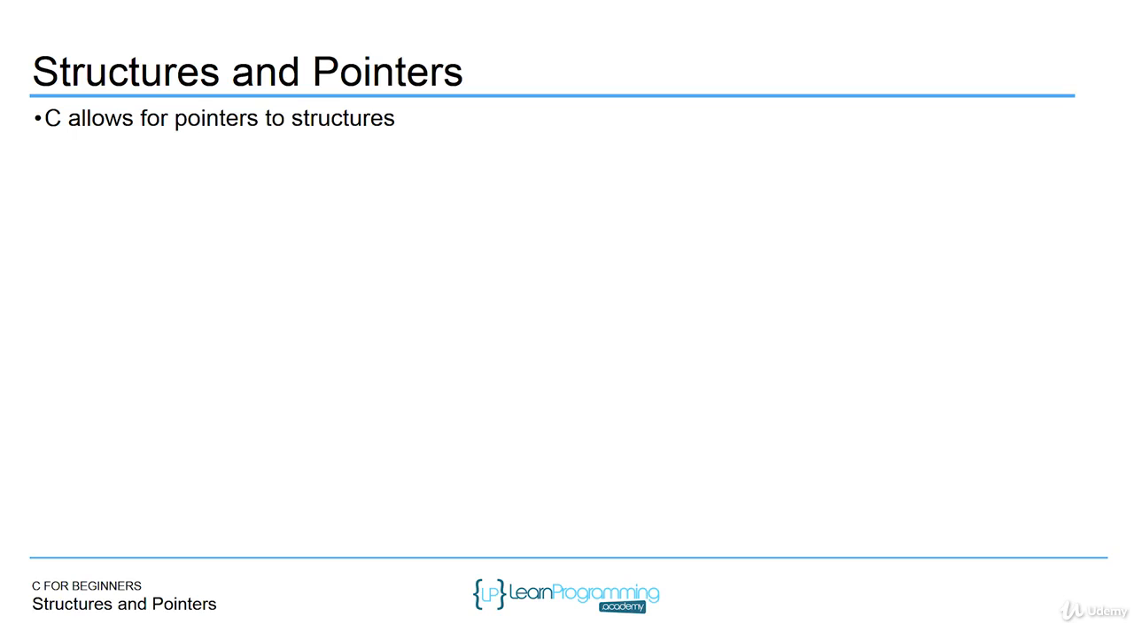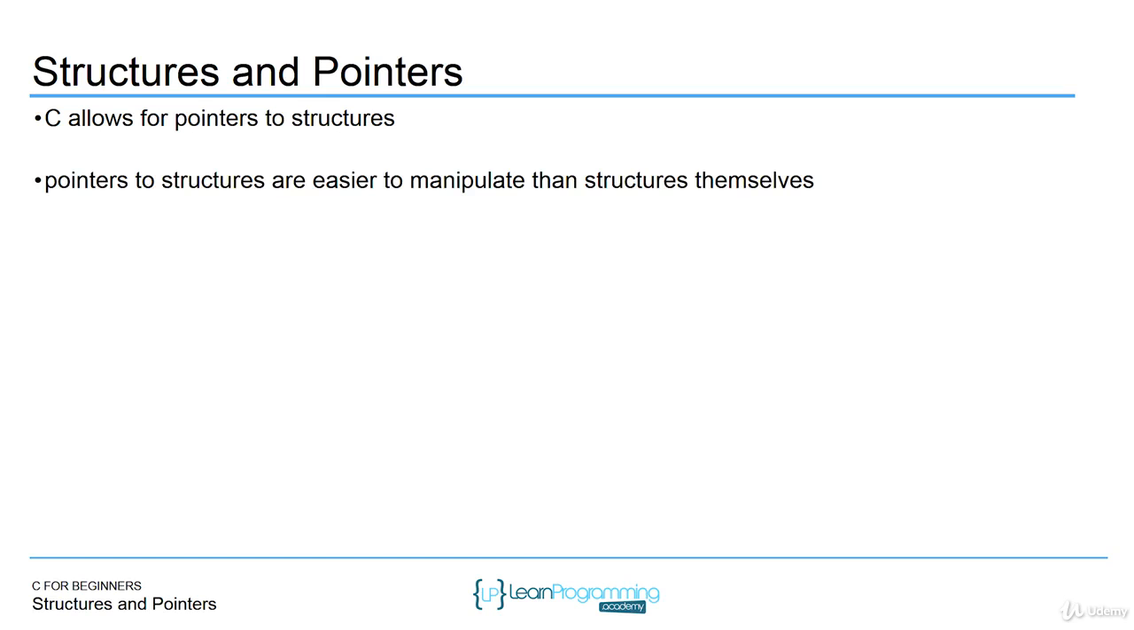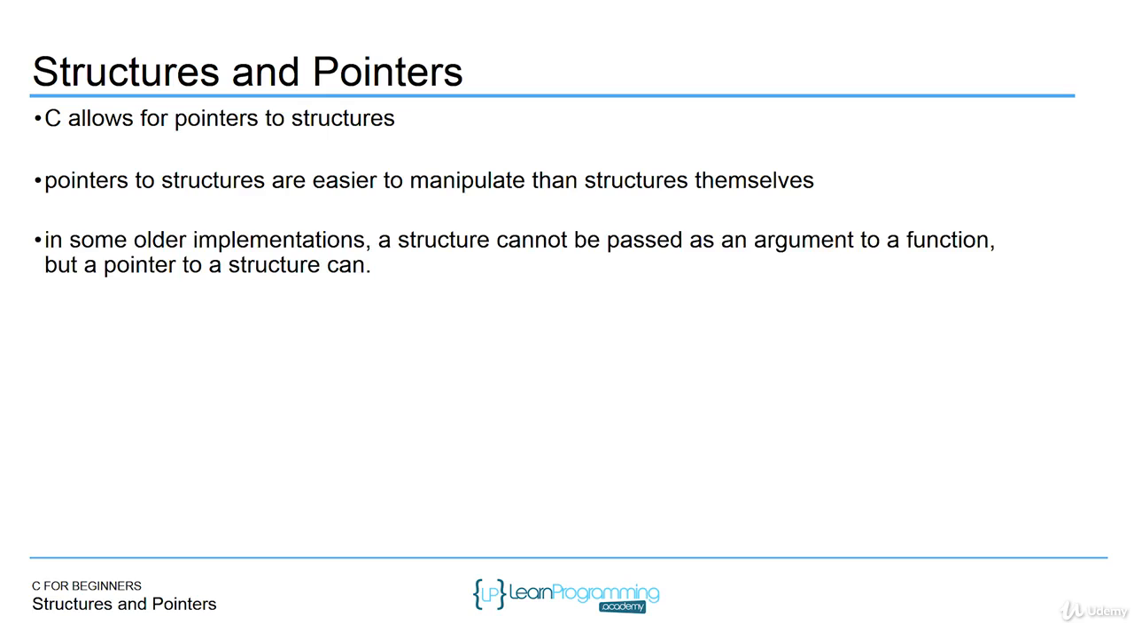So when we create a variable of type structure, we can create it as a pointer. Pointers to structures are easier to manipulate than structures themselves. So again, it's sort of a notational thing, makes things a lot easier, and it's also more efficient. In some older implementations of the C language, a structure cannot be passed as an argument to a function, but we know that a pointer can. So this is another reason why you want to have a structure be a pointer when you declare it, because then you can pass it around in older versions of C. You can pass it as an argument to a function.